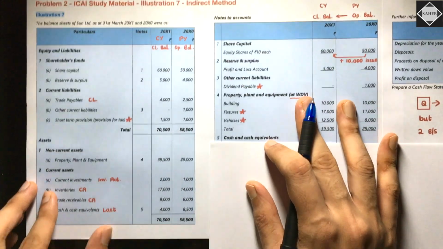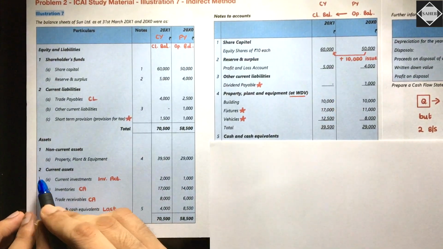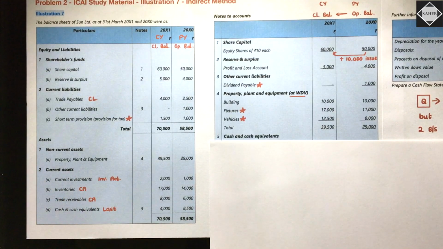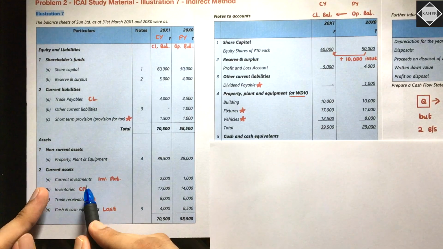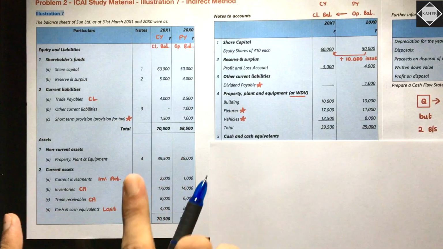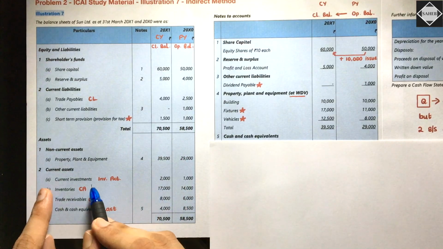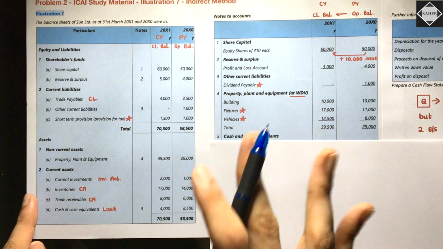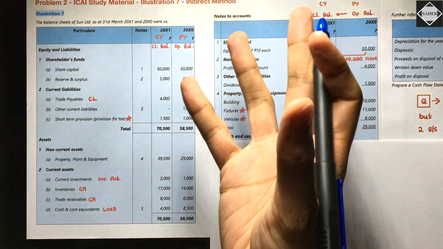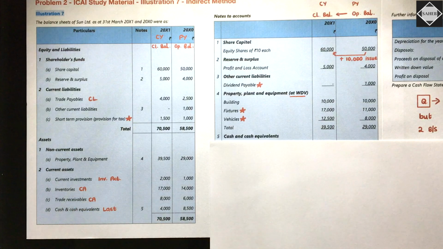Then what do we have? In the current assets, we have current investments. Now understand, some students think we have to take this in working capital changes because it's a current asset. It is a current asset, but understand it is not of operating nature. It is of investment nature. We have invested the money. Do you understand this? Current investment, we have invested. So it will come in investing activity.